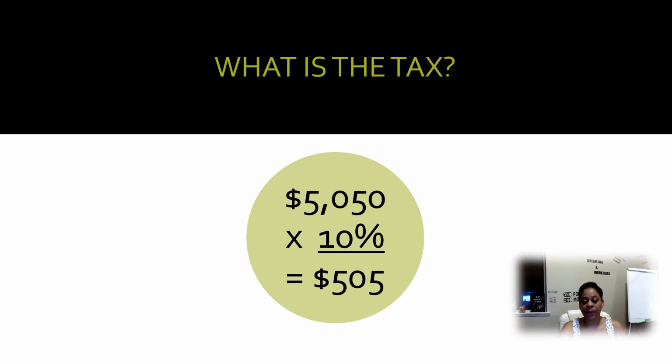But in our example, their taxable income was $5,050. So they're in the lowest tax bracket, which is 10%. So 10% of $5,050 is $505. That's one way to figure out your tax rate.